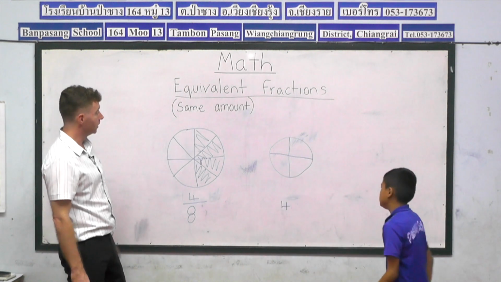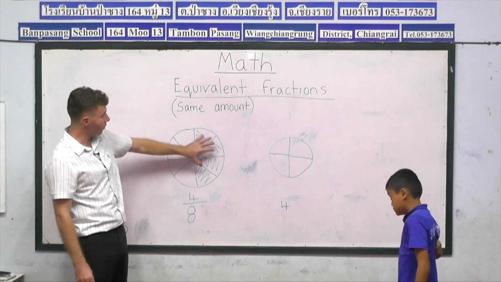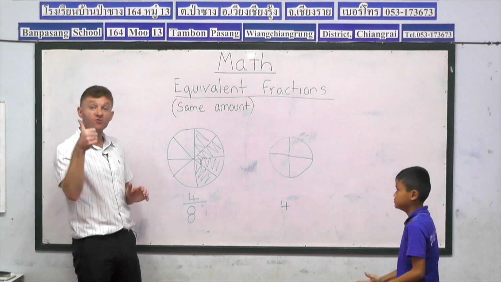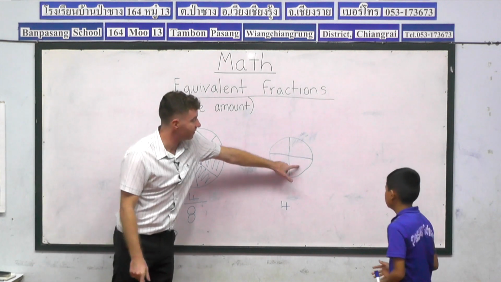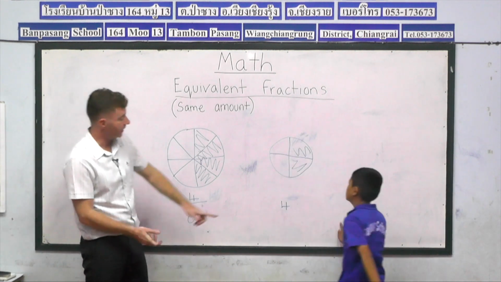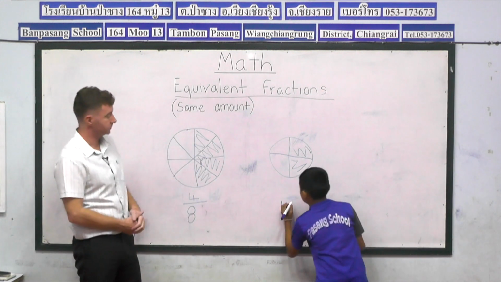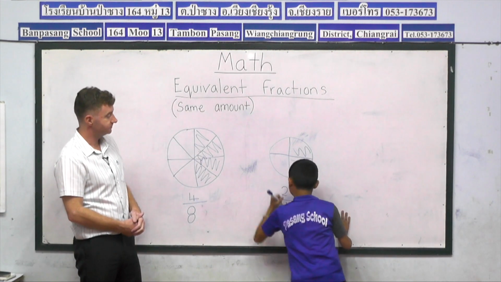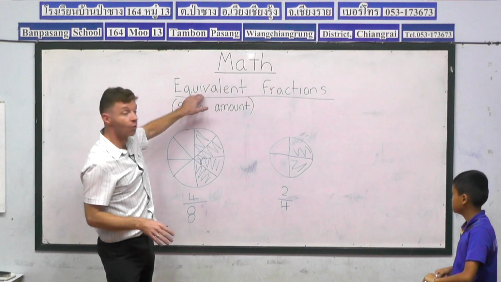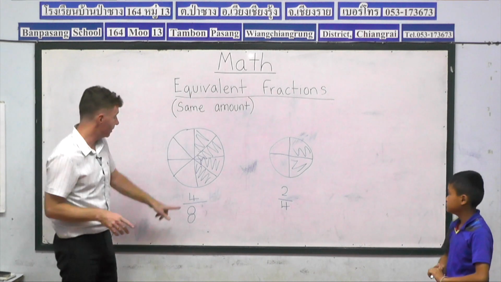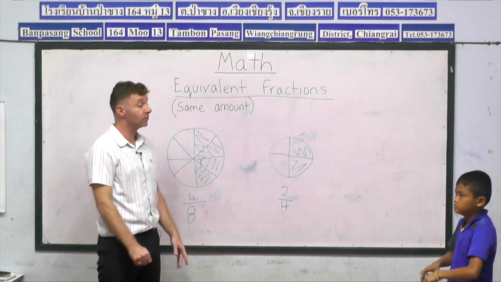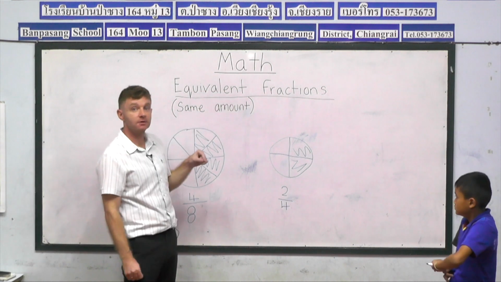Brilliant, Chu. Well done. Now, looking at our circle here, 4 over 8. How many parts of this circle need to be blue? 2, correct. So, Chu, we can have 2 of this circle in blue. Then we can write 2 and then your divider. Excellent. You see? Same amount, but with different fractions. And that's what we mean by equivalent. So altogether, 4 over 8 or 2 over 4 are equivalent fractions.